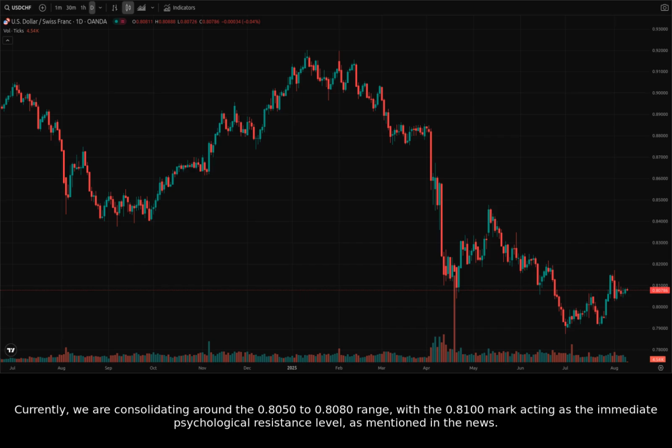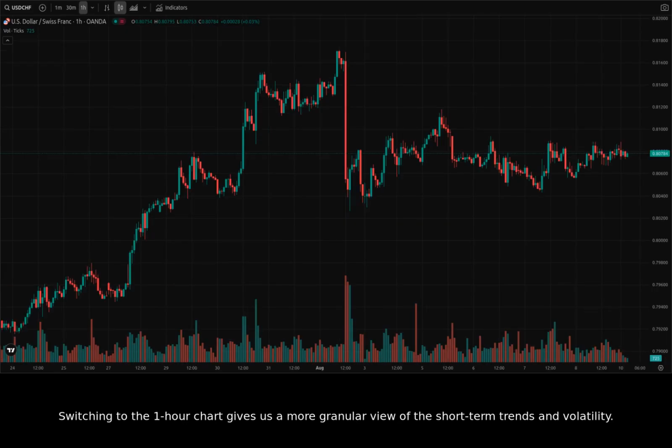Currently, we are consolidating around the 0.8050 to 0.8080 range, with the 0.8100 mark acting as the immediate psychological resistance level, as mentioned in the news. Switching to the one-hour chart gives us a more granular view of the short-term trends and volatility.